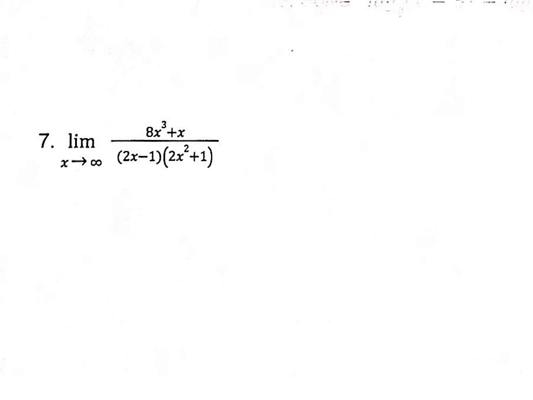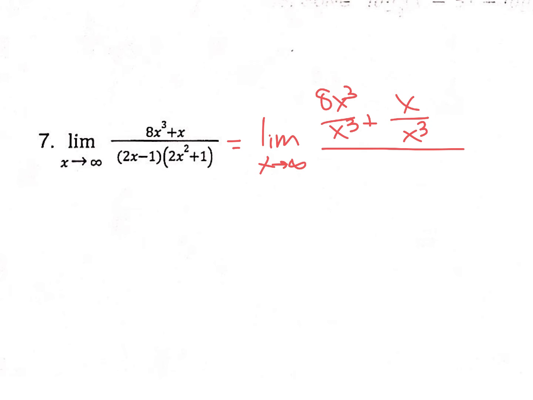The biggest degree is x cubed, so I'm going to say limit as x approaches infinity of 8x cubed over x cubed plus 1 over x cubed. Now, I'm going to be a little smart down here, and I'm going to say 2x minus 1 over x times 2x squared plus 1 over x squared. And that's kind of a sneaky trick, but it's okay because x times x squared is x cubed. So that's perfectly legal to do. So let's see if we can break it up here.